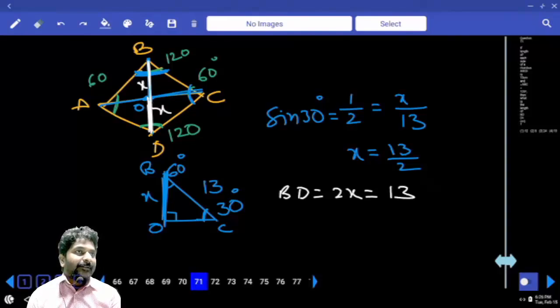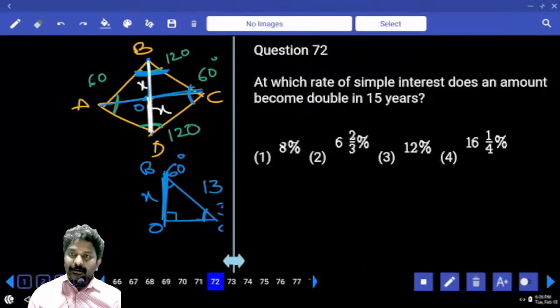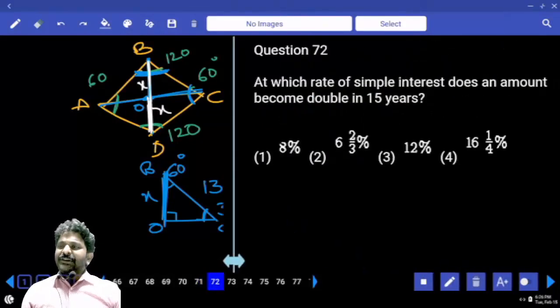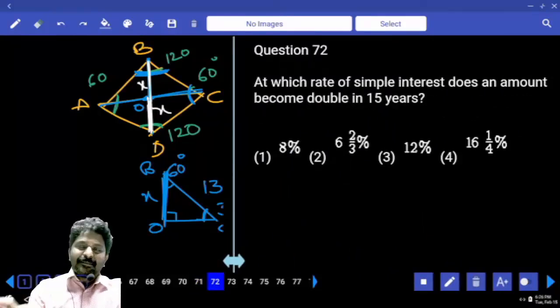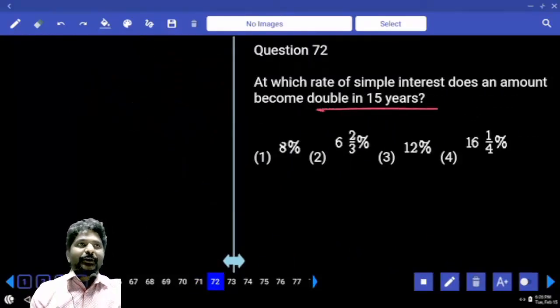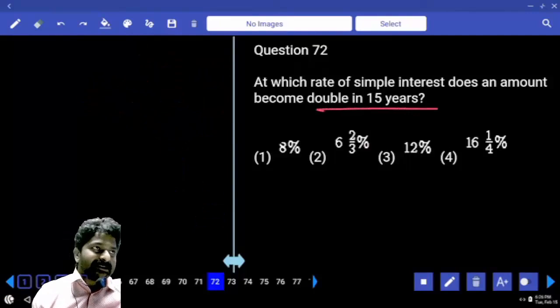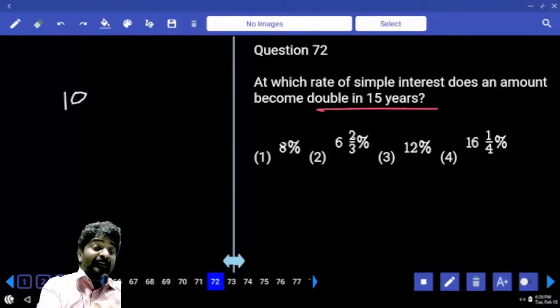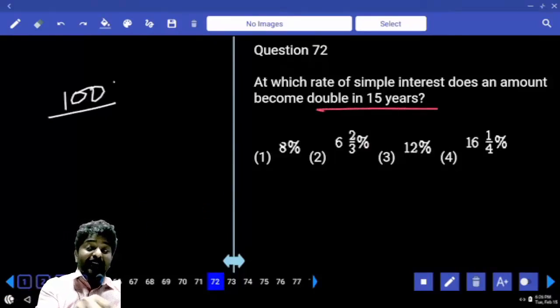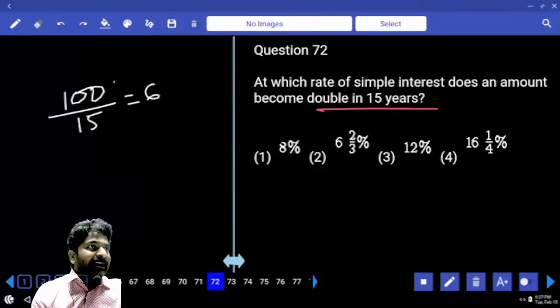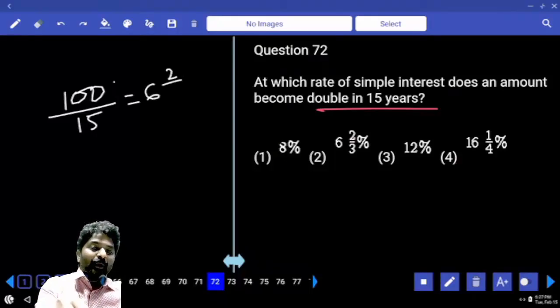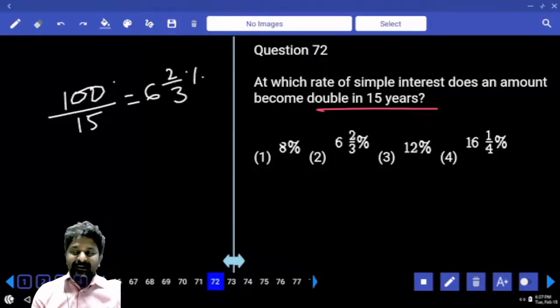Come on, everybody. At which rate of simple interest does an amount double itself in 15 years? So 100% becomes 200%. That means the interest added is 100%. In how many years? Per year, that means divided by 15 only. 100 by 15 is 20 by 3%. The rate of interest is 6 2 by 3%.